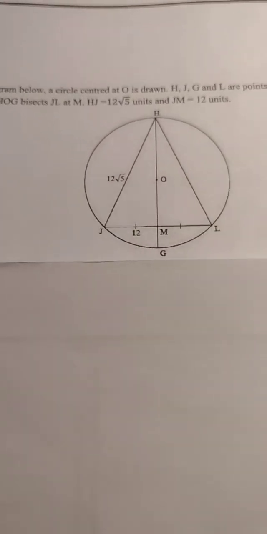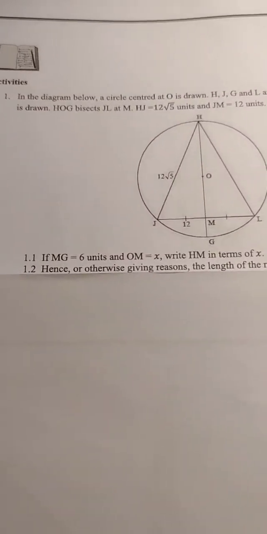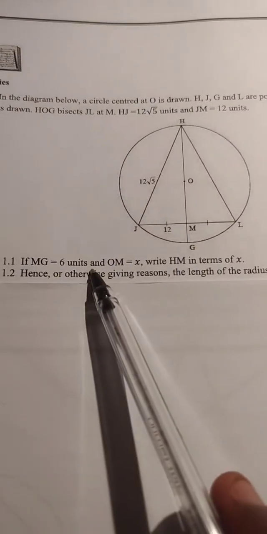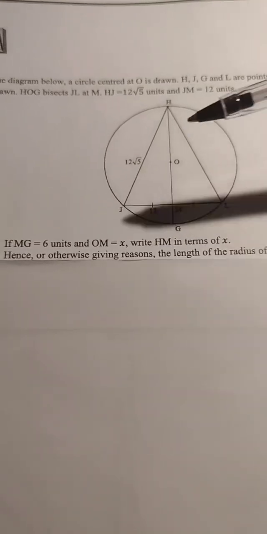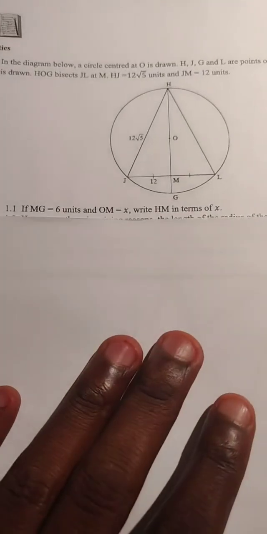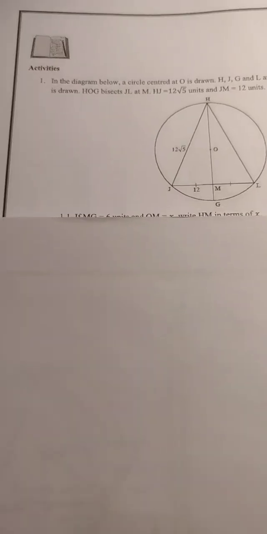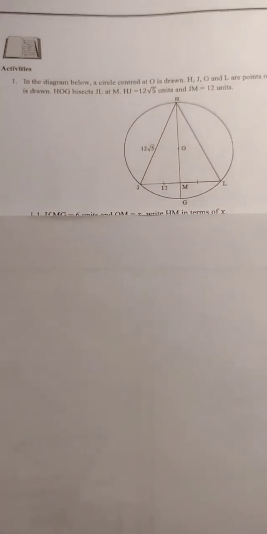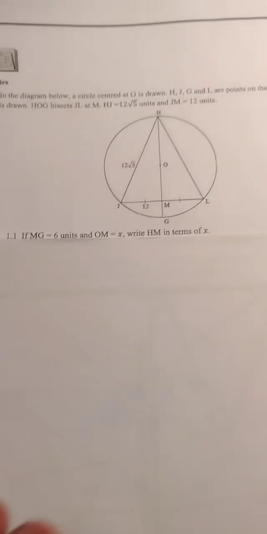HJ is 12√5 units and JM is 12 units. What do they want? If MG is equal to 6 units and OM is equal to X, write HM in terms of X. Do we see what question they are putting to us?